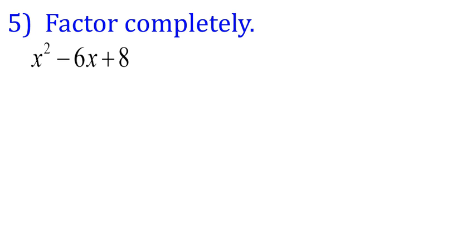Here we want to factor the polynomial x squared minus 6x plus 8. Again, look to see, is there a greatest common factor you can divide out from every single term? In this case, there is not. So then we're going to think about our product sum pattern. What times what gives us 8? What plus what gives us negative 6?